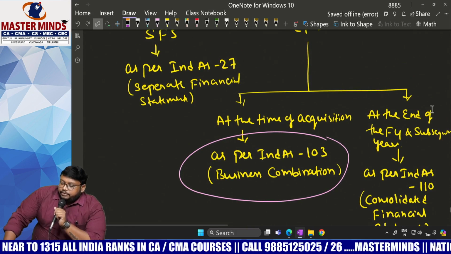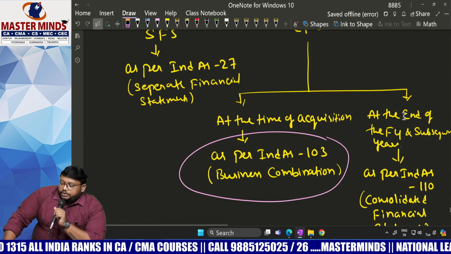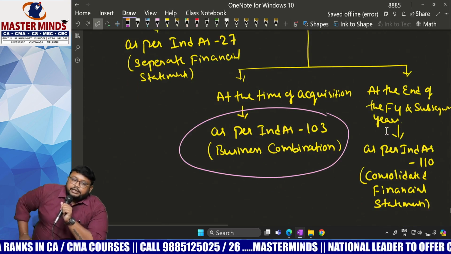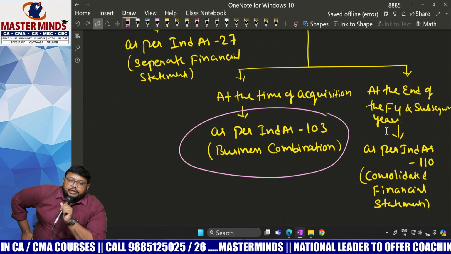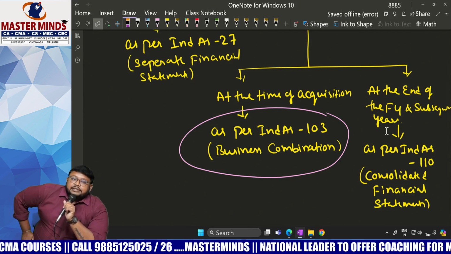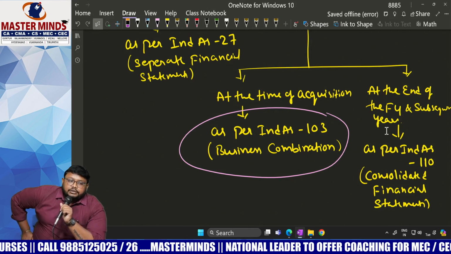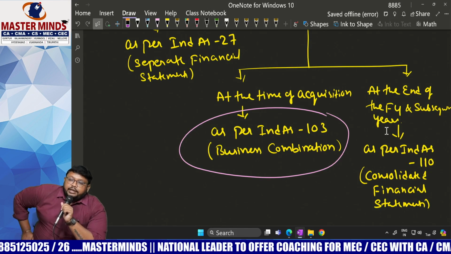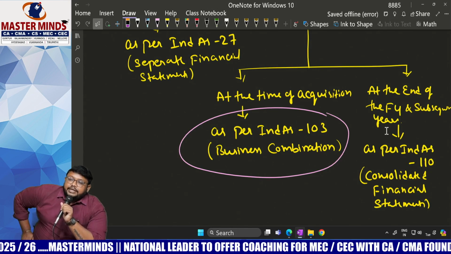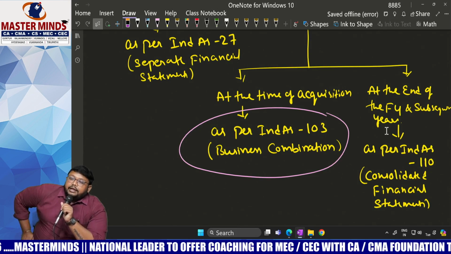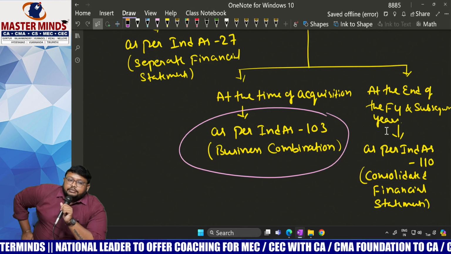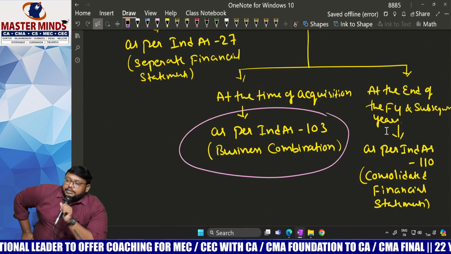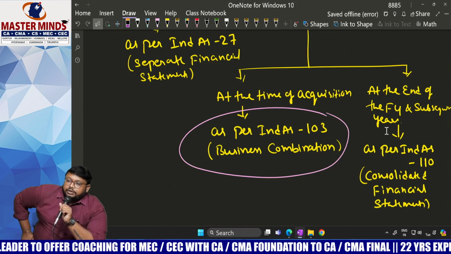This is at the end of the financial year and subsequent years onwards. Ind AS 110 will apply, that is the consolidated financial statement. Ind AS 110 deals with consolidated financial statements. We discussed in case 1 Ind AS 109, that is for accounting for financial instruments. While coming to case 2, we discussed Ind AS 27, separate financial statements, and Ind AS 28, consolidated financial statements for investments in associates or joint ventures.